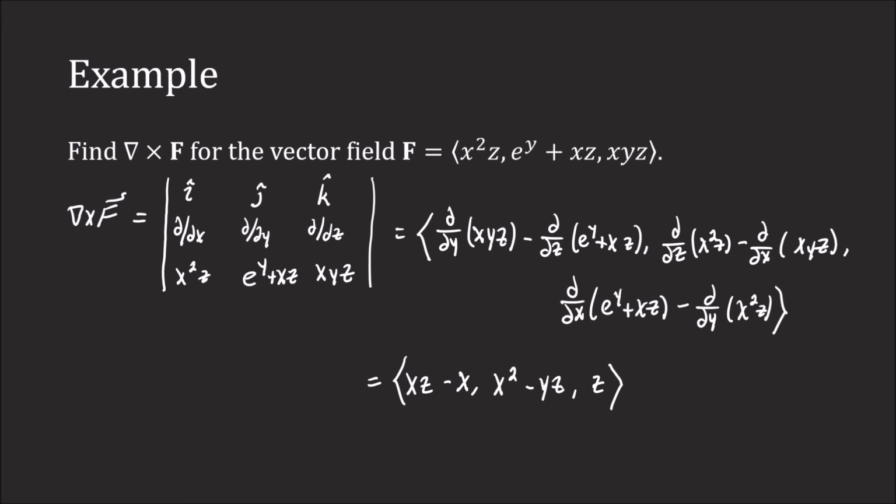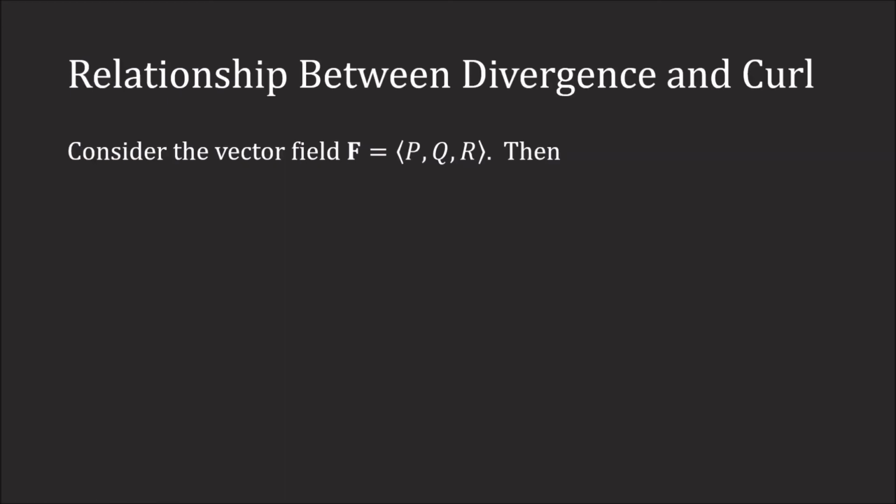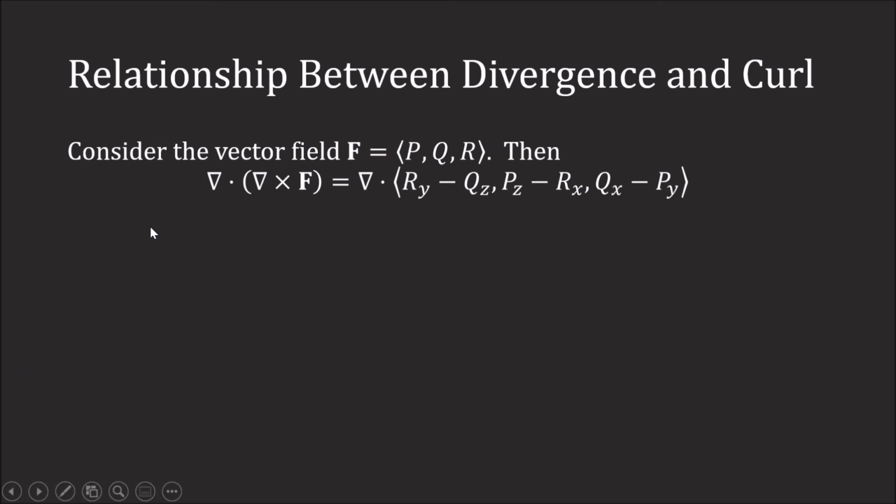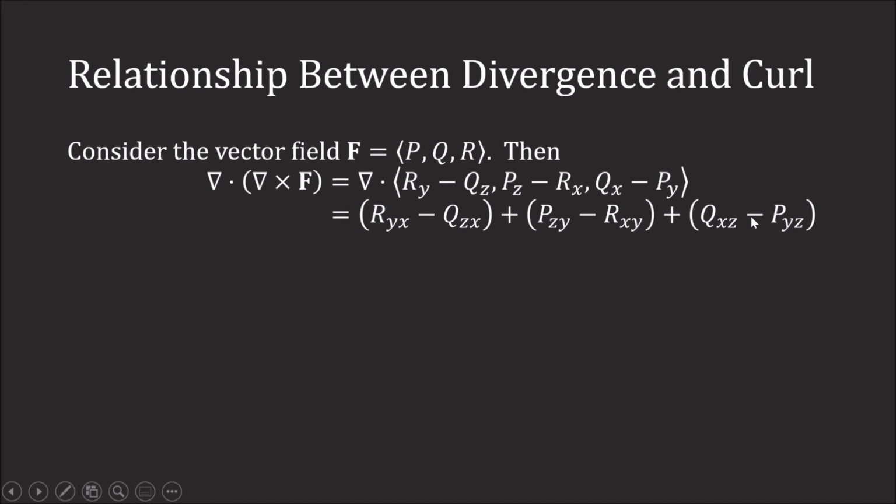So let's look at the relationship between the divergence and the curl. Consider a vector field F, which is given by P, Q, R. Then del cross F is R_y minus Q_z, P_z minus R_x, and then Q_x minus P_y, right? So this is the curl. Then if we take the divergence of this vector, notice R_yx minus Q_zx, right? It's partial x here, partial y here, and then partial z here.